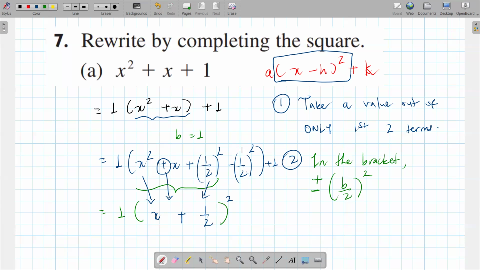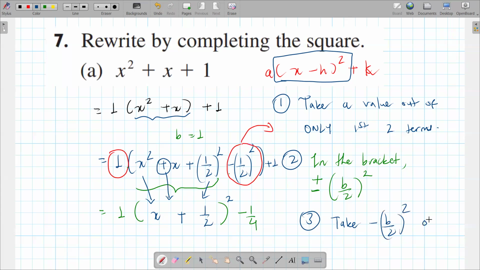What do we do with this? With this term, what we do is that we multiply this with the a value and take it outside of this bracket. So what that means for us is that's negative 1 over 4. So negative 1 over 4 times 1 is still negative 1 over 4. And that's how it comes out of the bracket. You have to multiply it with the a value. So the third step is to take the minus b over 2 squared term out by multiplying with the a value. And now we're almost done.